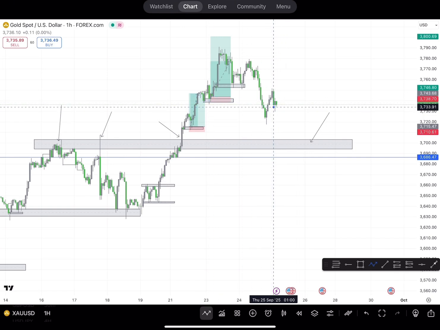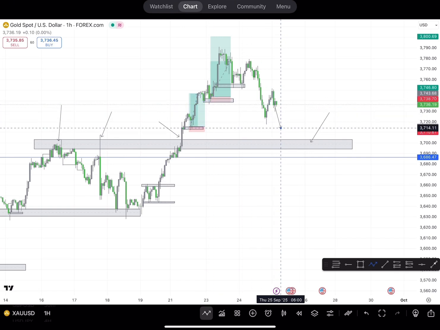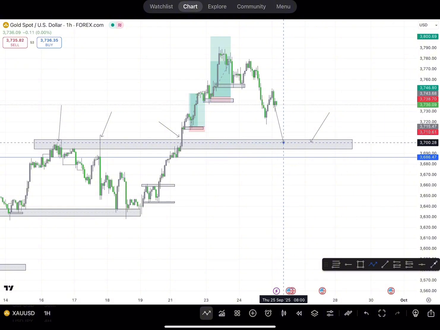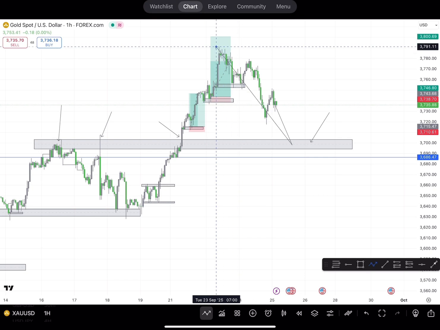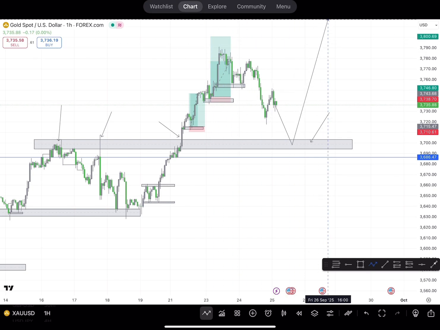Now from this level where price is, we should be expecting gold to dump from here down to there, before moving up to the upside and breaking this level here. So we should be expecting gold to move from down there up to this side.